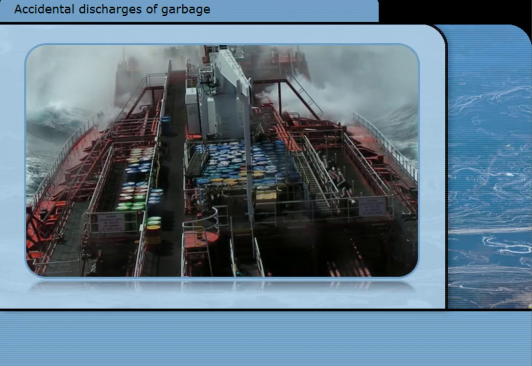Accidental discharges of garbage are likely to occur when an inappropriate discharge is made, that is, someone on board disposes of something into the sea without realizing it is garbage, or that the ship is not in the right geographical position for the materials to be discharged legally, or garbage is lost overboard during bad weather.